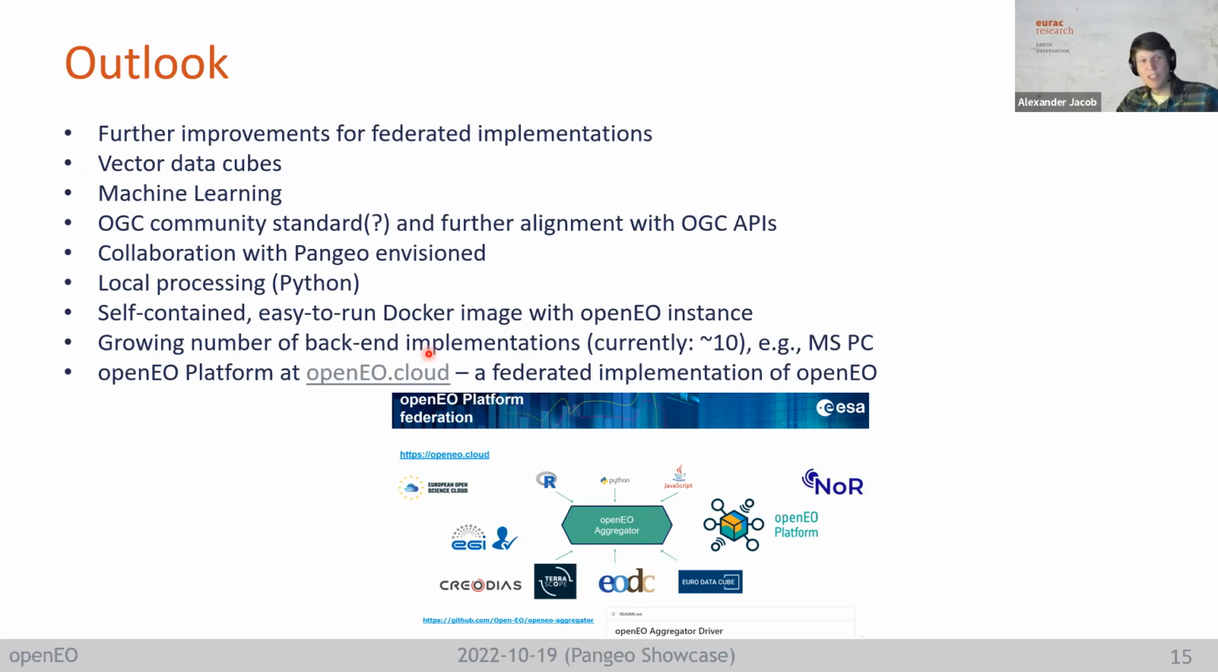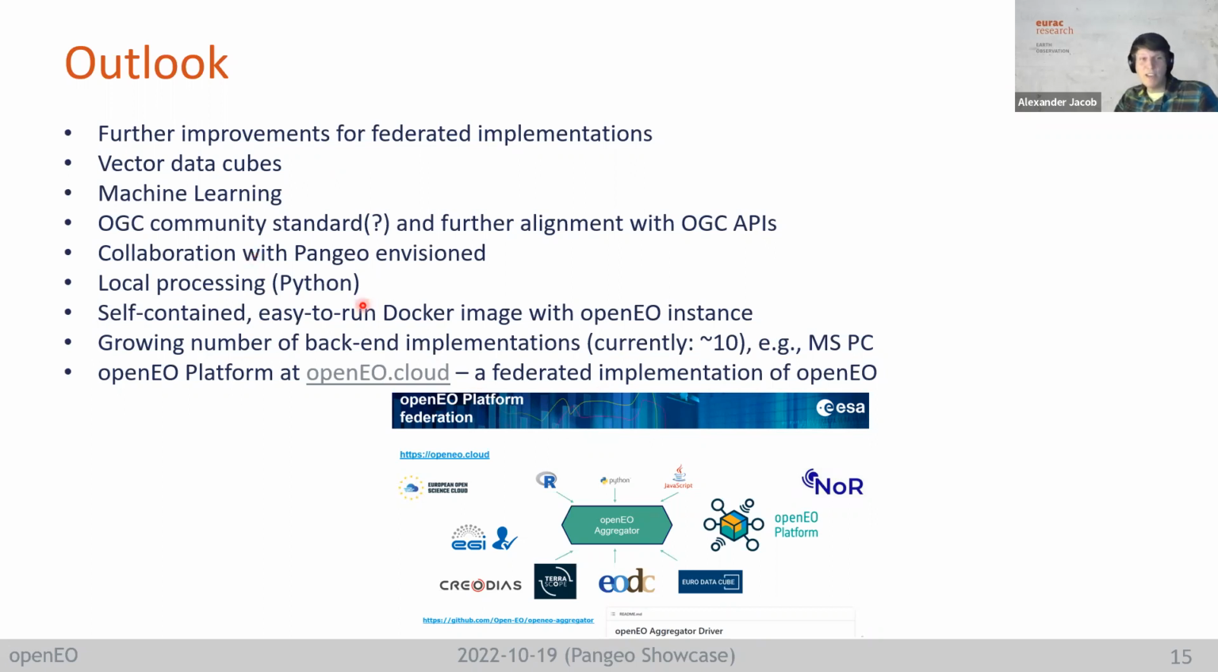The local processing we are working on right now, so that there's a kind of thicker version of the Python client that can do processing without having a backend by loading directly the xarray-based processes locally for testing, and then later when you have defined your workflow, send it to a big backend for large scale processing. The Docker container already mentioned. Yeah, the number of backends is constantly growing.